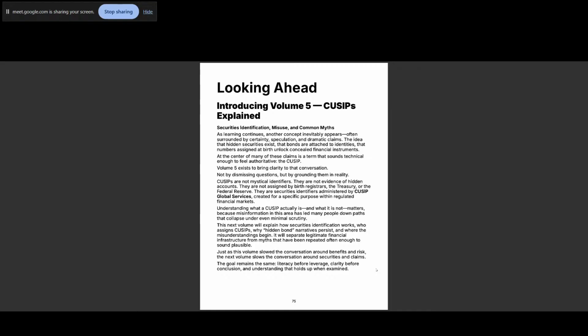This next volume will explain how securities identification works, who assigns CUSIPs, why hidden bond guarantees persist, and where the misunderstandings begin. It will separate legitimate financial infrastructure from myths that have been repeated often enough to sound plausible. Just as this volume slowed down the conversation around benefits and risk, the next volume slows down the conversation around securities and claims. The goal remains the same: literacy before leverage, clarity before conclusion, and understanding that holds up when examined.